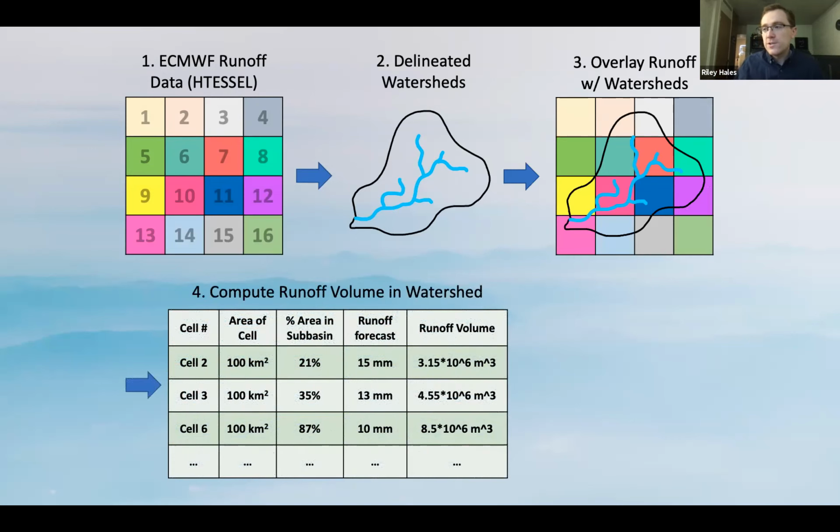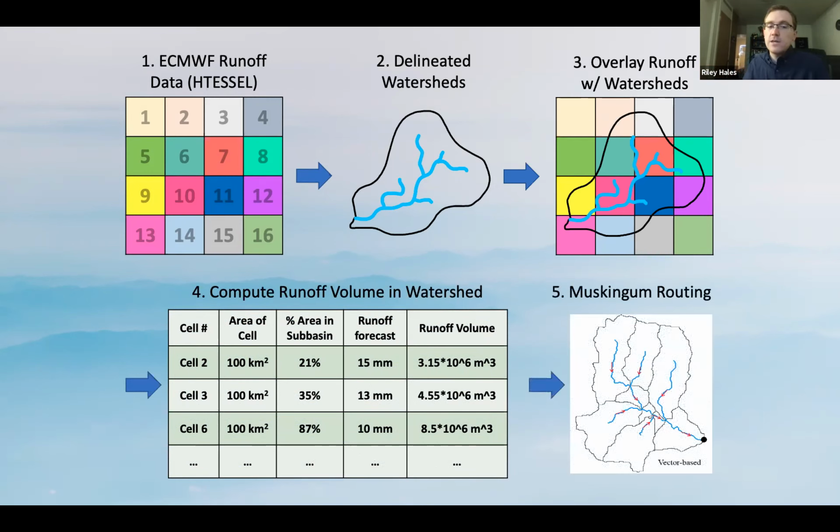We know which cells intersect which watersheds. We know the size, the area of those cells, and we know the forecasted runoff depth in each of them. So we can just multiply those together, and we'll get a runoff volume in each of those stream segments, the subbasins. And if we repeat this for each of the time steps and each of the watershed subsegments, then we can route across time over the period of the forecast through each of the subbasins and give us results over the period of the forecast. And we do that with Muskingum routing.